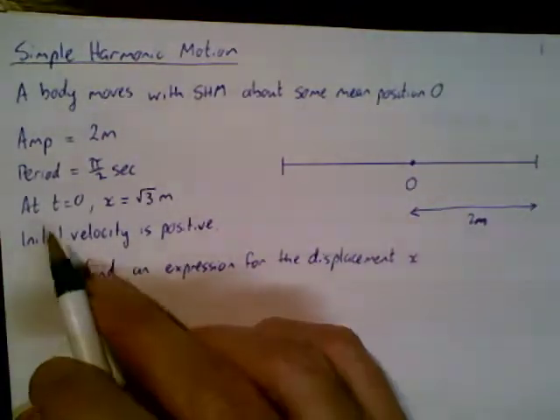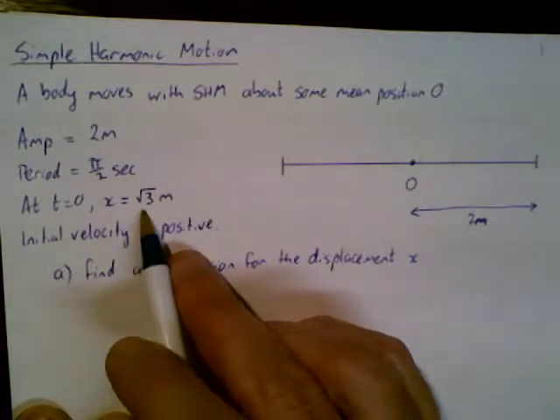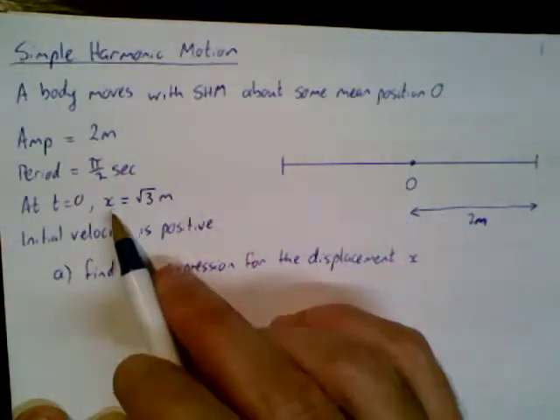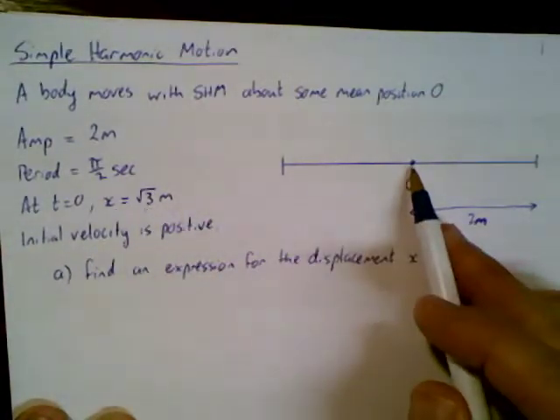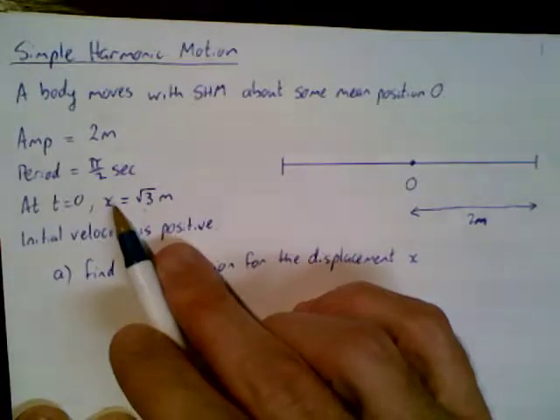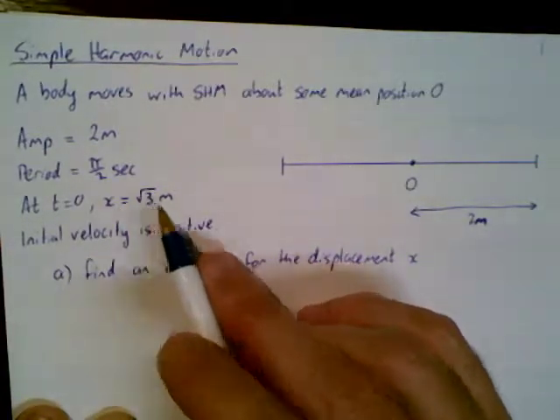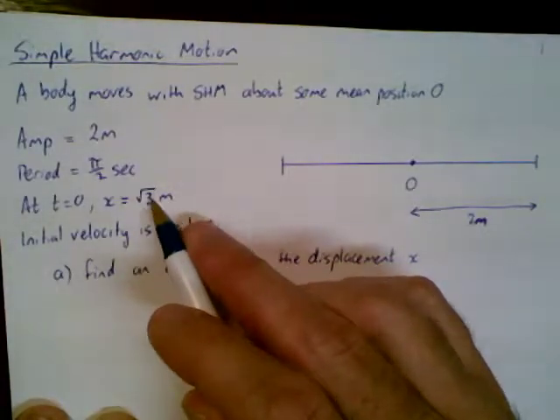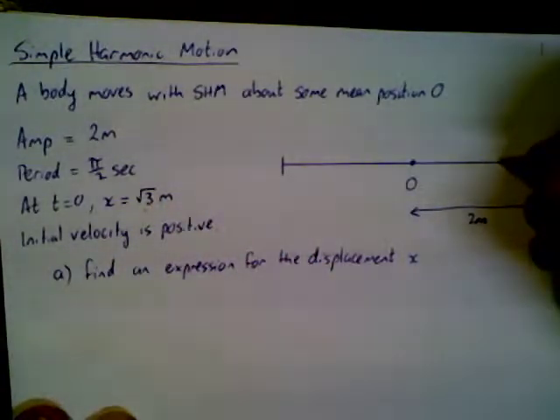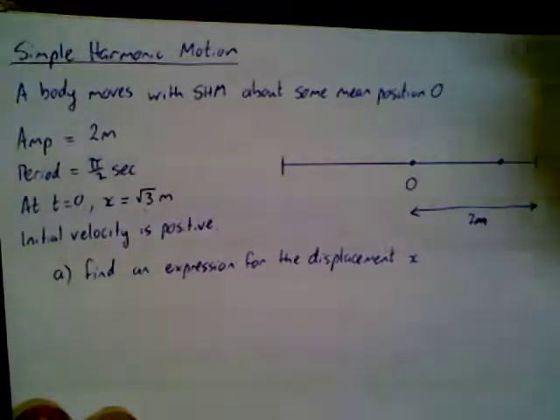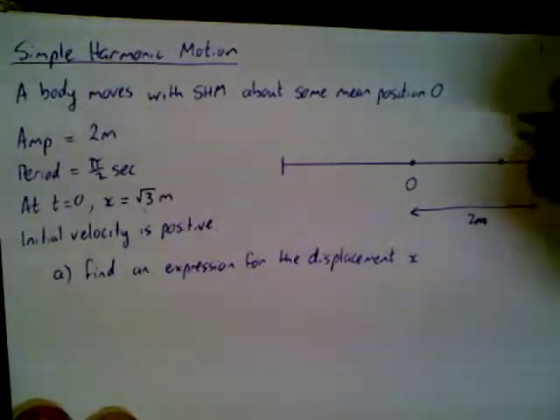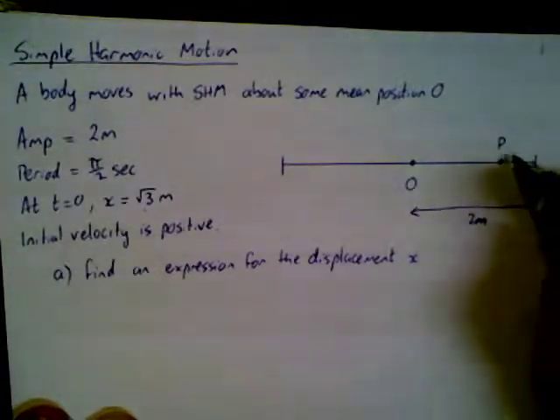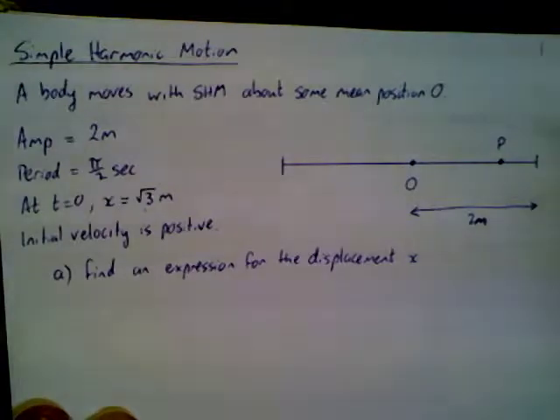Some other information is that at time t equals 0, displacement is equal to √3 meters. Now, quite often with these situations, at time equals 0, the displacement is 0, so it actually starts at the origin. In this case, we've got the particle starting at x equals √3 meters. Now, if displacement is 2 meters here, √3 is going to be out over here somewhere. So the particle is starting out over here somewhere. Just call that P.